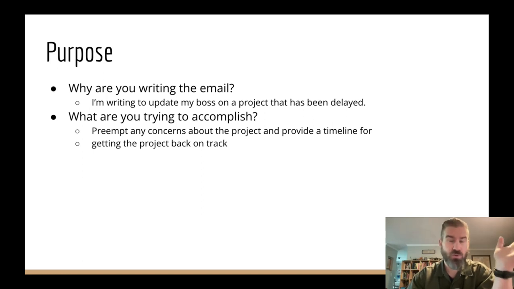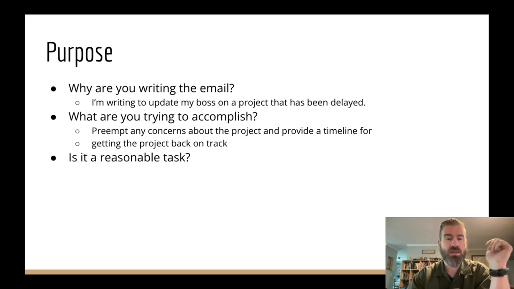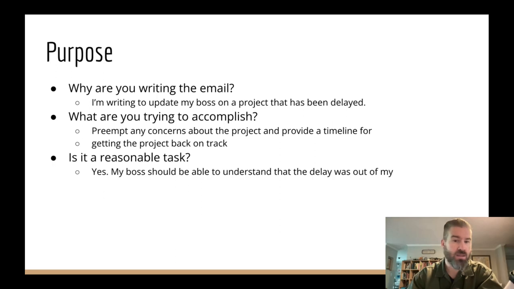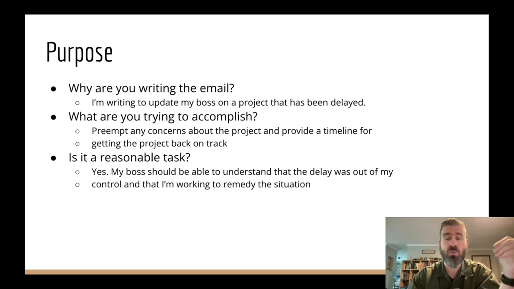Bosses are generally more responsive and appreciative of an email that says, we're solving a problem, rather than just, we have a problem. Is it a reasonable task? Is it reasonable enough for me to say, hey, here's the problem we've delayed, and here's how we're going to get it back on track? Yep. My boss should be able to understand that the delay is out of my control and be appreciative that I am working to remedy or fix that particular situation, right?